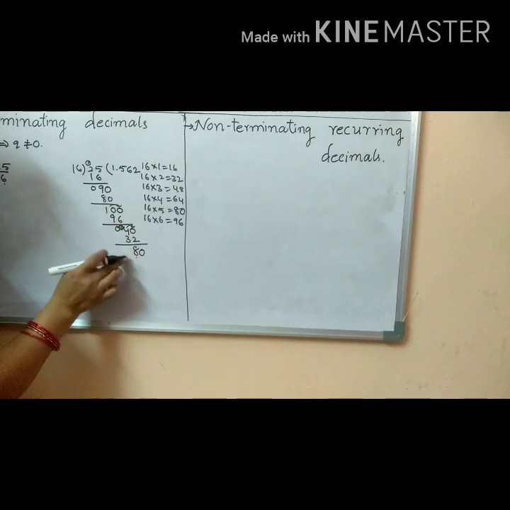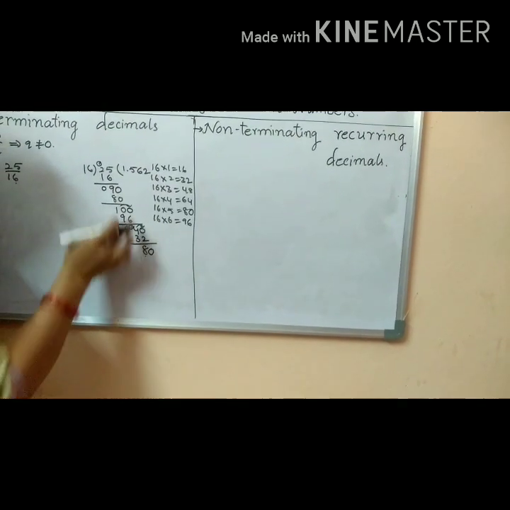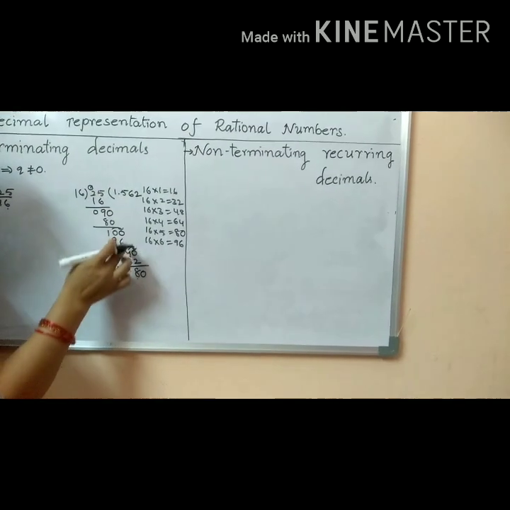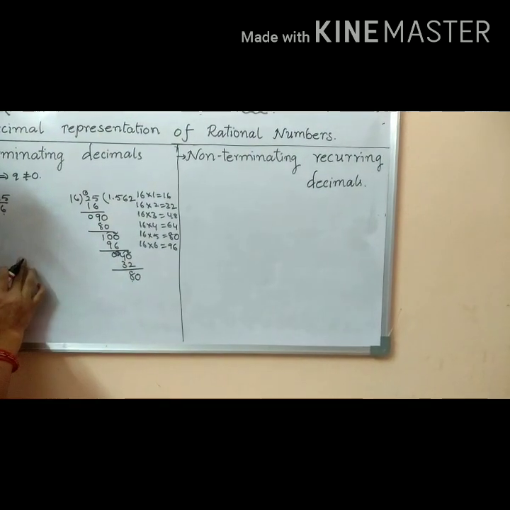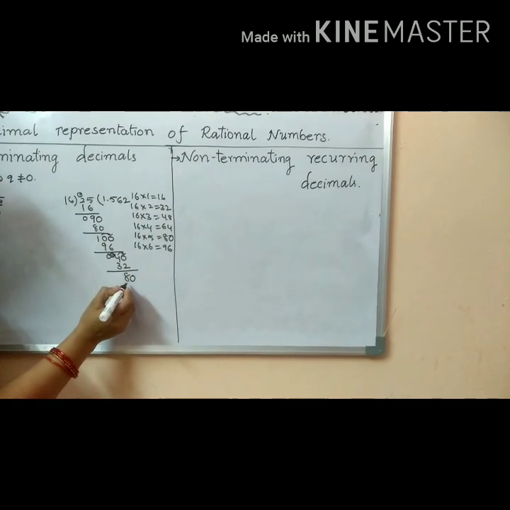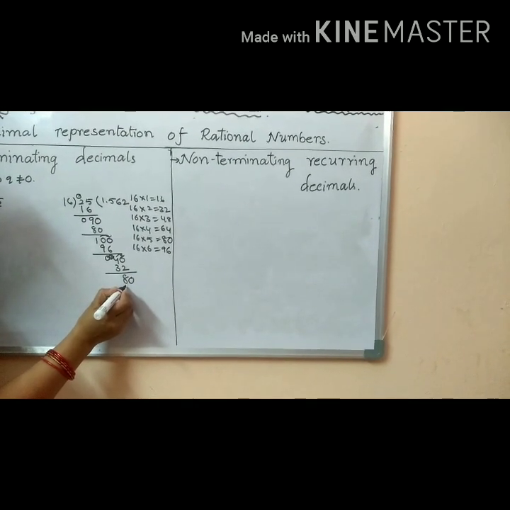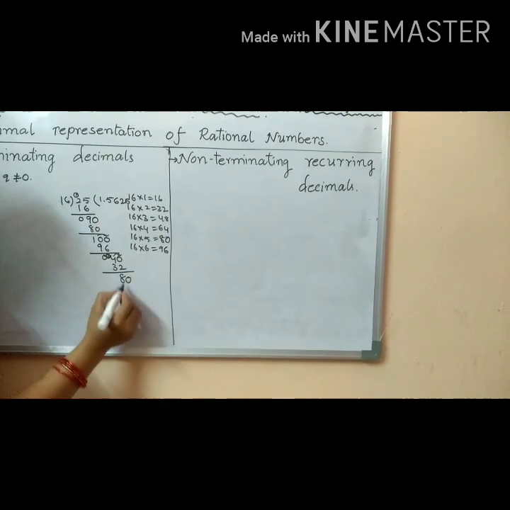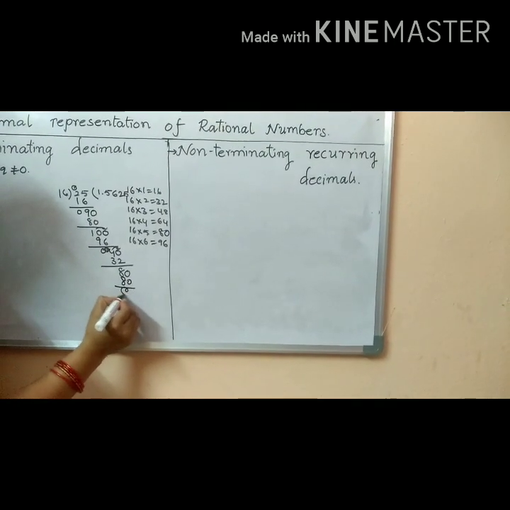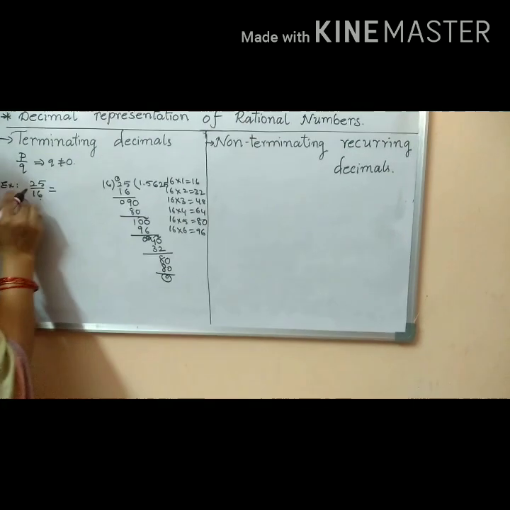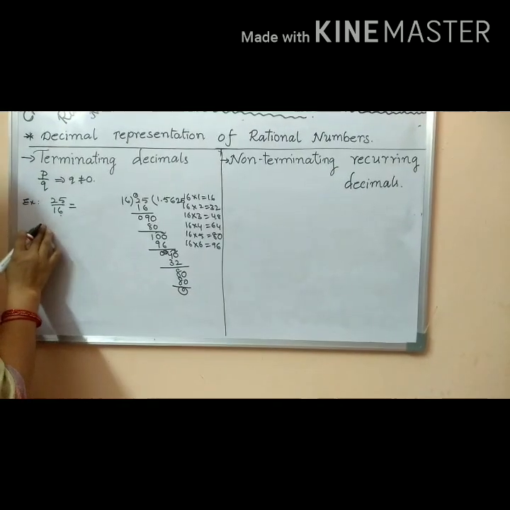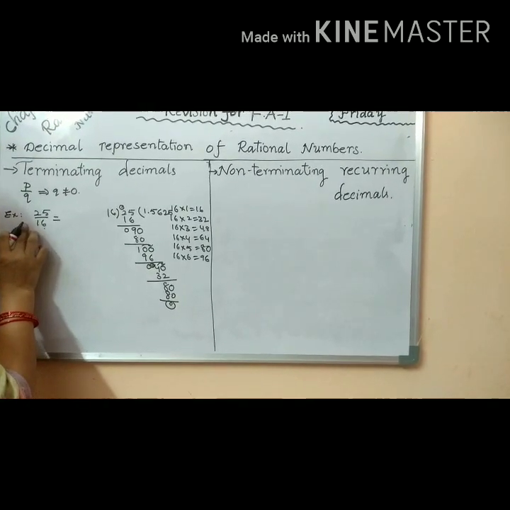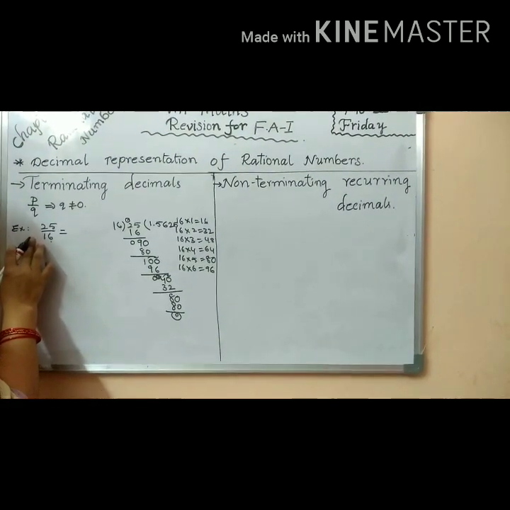Already we have kept the point here. So then take the 0. Okay. So how many times is 16 possible in this 80? 5 times is possible. 5 sixteens are 80. So the remainder is 0. In this case it is a rational number, converted to decimal representation of the number.